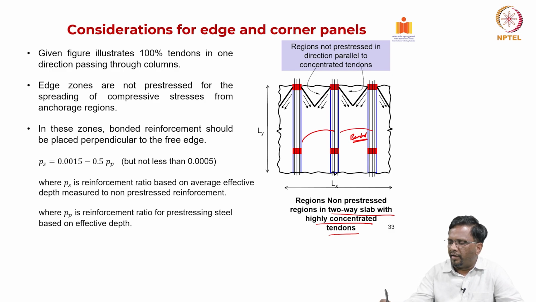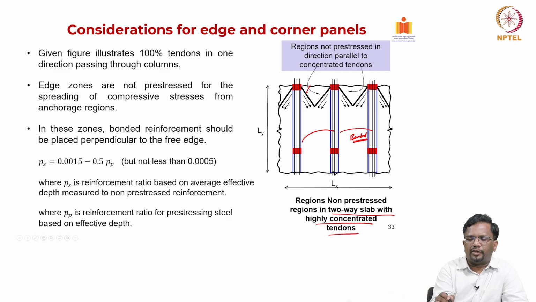When you have banded tendons, there is a tendency that you may leave out a region close to the banded region which will not be prestressed. So, this is a region that can develop a lot of tensile stresses and it can lead to cracking and failure, because it takes some distance for the prestress effect to be felt. So, there will be a region just adjacent to these banded cables which will not see the effect of prestressing, right.